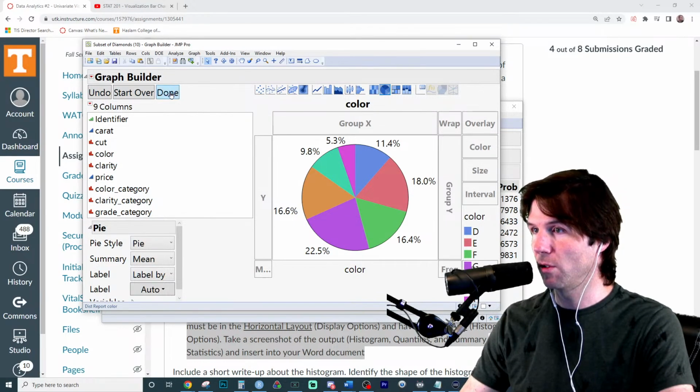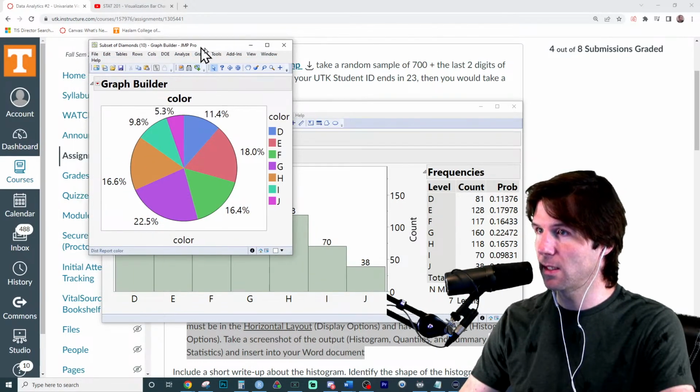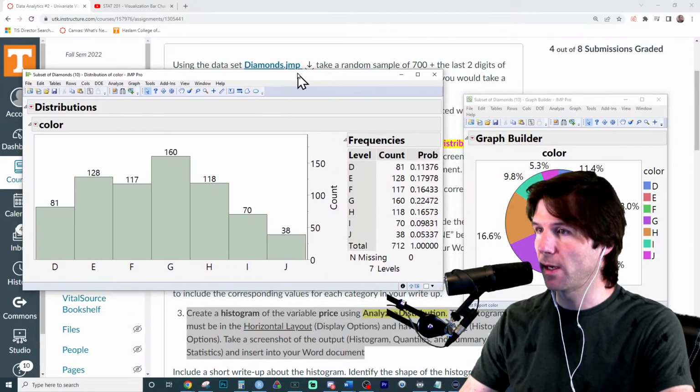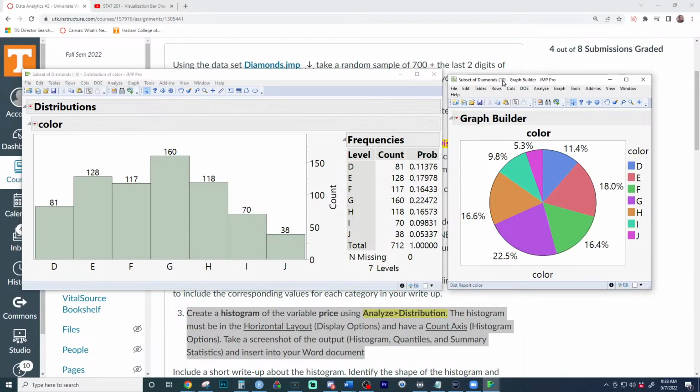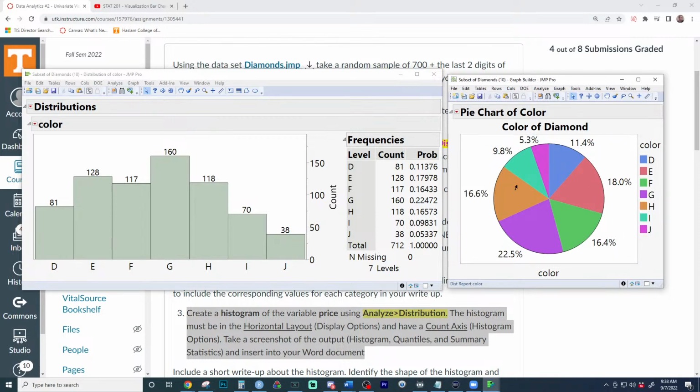Both of your graphics should look like this and like this, not the same thing. But you see right here, we have the proper bar chart and we have the proper pie chart. I'm using the same variable for this, and I could even change this to pie chart of color. You can edit your titles. So color of diamond. I have the same variable. This is still just the color of the diamond with the percentages.